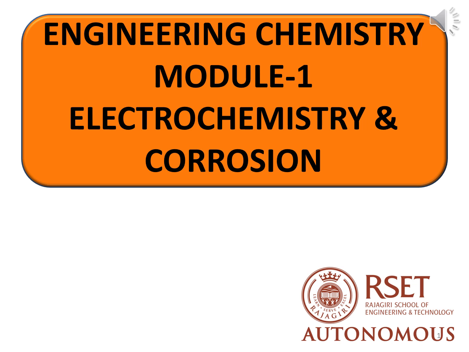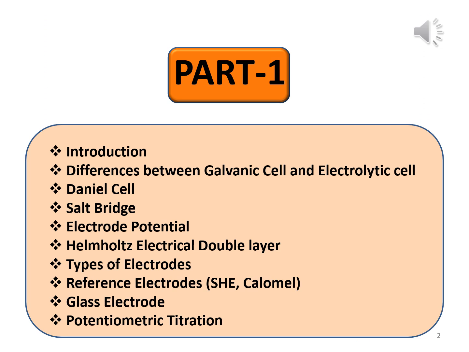Engineering Chemistry, Module 1, Electrochemistry and Corrosion. Part 1 of Module 1 deals with the following topics: Introduction, differences between galvanic cell and electrolytic cell, Daniell cell, salt bridge, electrode potential, Helmholtz electrical double layer, types of electrodes, reference electrodes, glass electrode, and potentiometric titration.